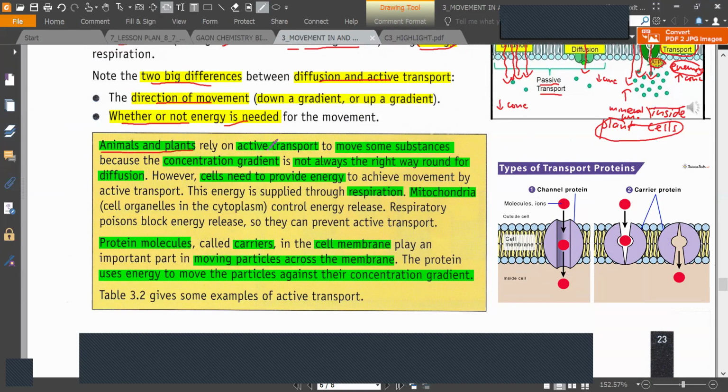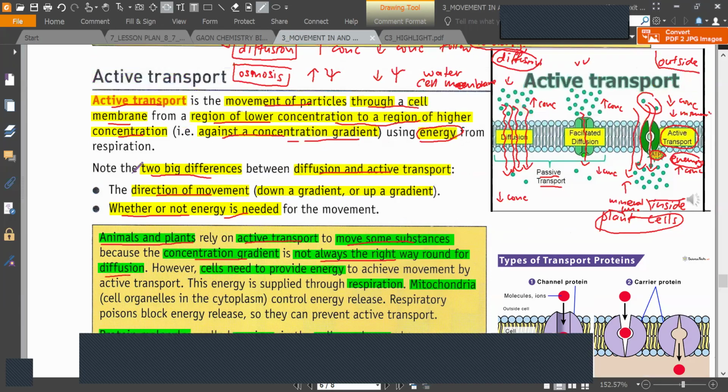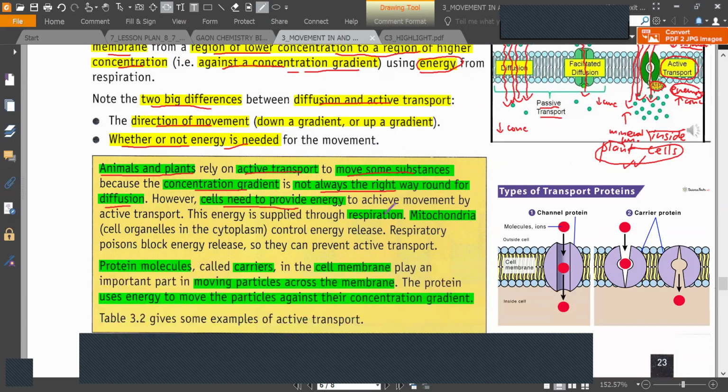Animals and plants will use active transport to move some substances because the concentration gradient is not always the right way around, like this plant cell. Even if the mineral ions outside are low, the plant still needs more mineral ions. It will use energy to bring them in against the concentration gradient. So the cell needs to provide energy, and the energy is provided through respiration, produced by the mitochondria.